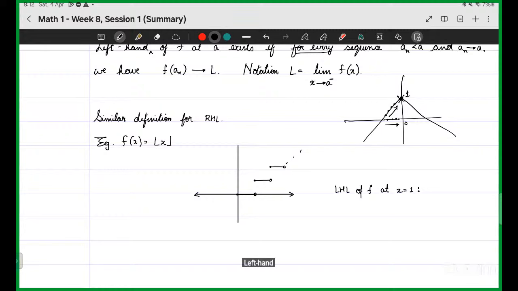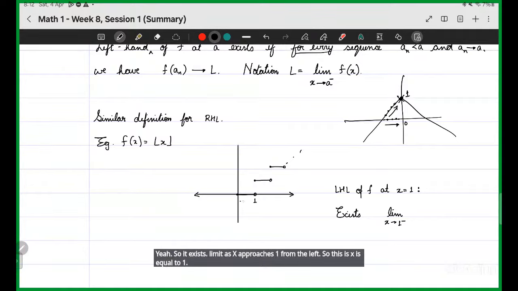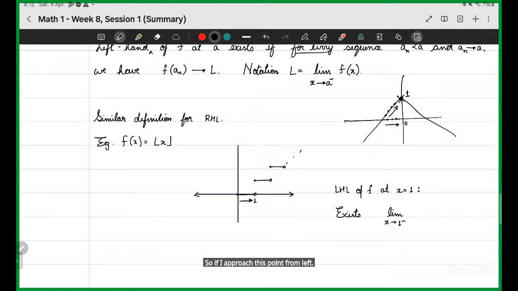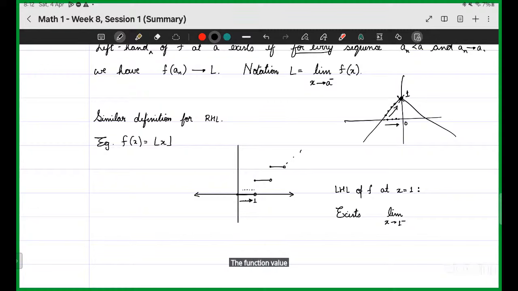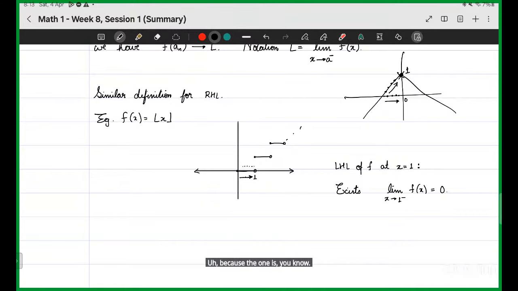Left-hand limit at 1 would be 1? Yeah. So it exists, limit as x approaches 1 from the left. So this is x equal to 1. If I approach this point from the left, the function value approaches... sorry, at any point on the left of 1, the function value is identically equal to 0. So this is equal to 0. Why did you guys say 1? Because you have marked it, circled it, so f of 1 is 1. That is okay. But what is the left-hand limit of f at x equal to 1?